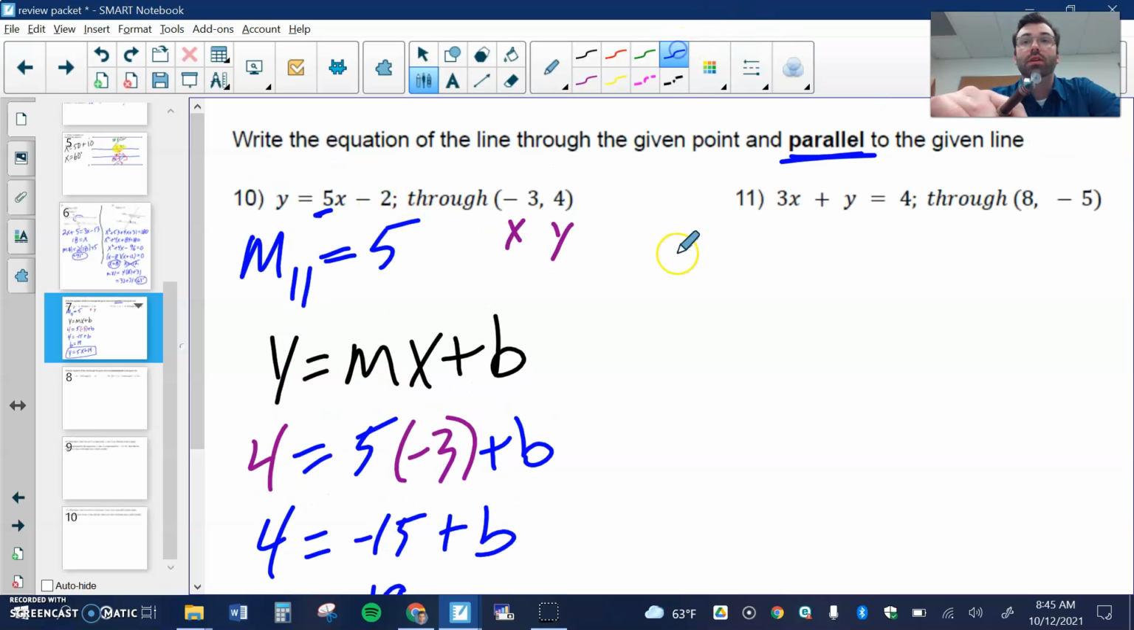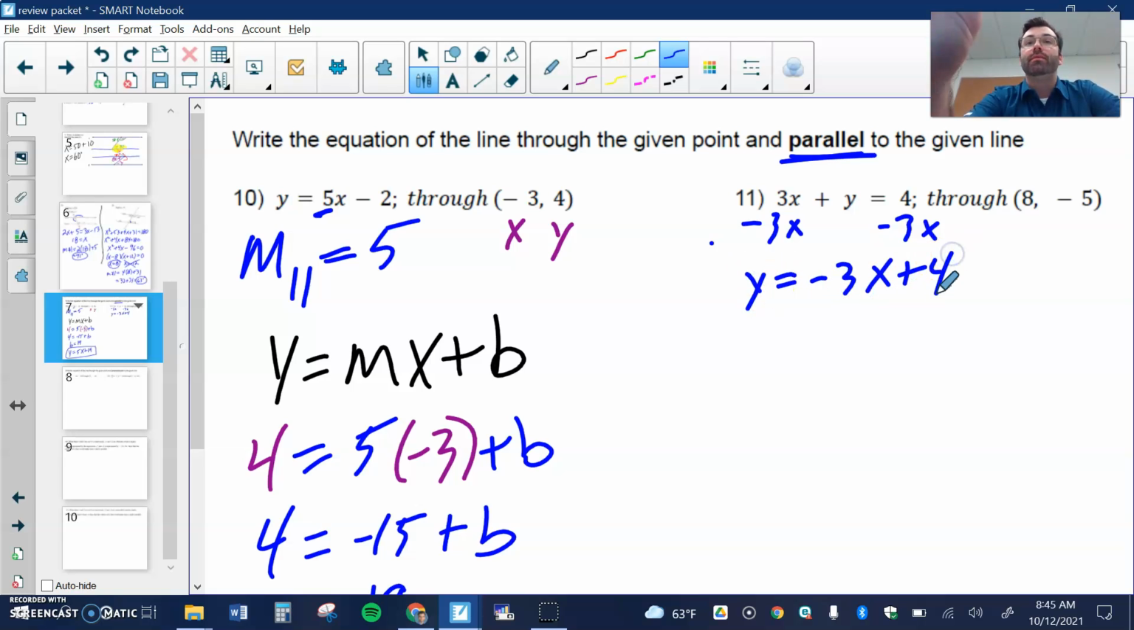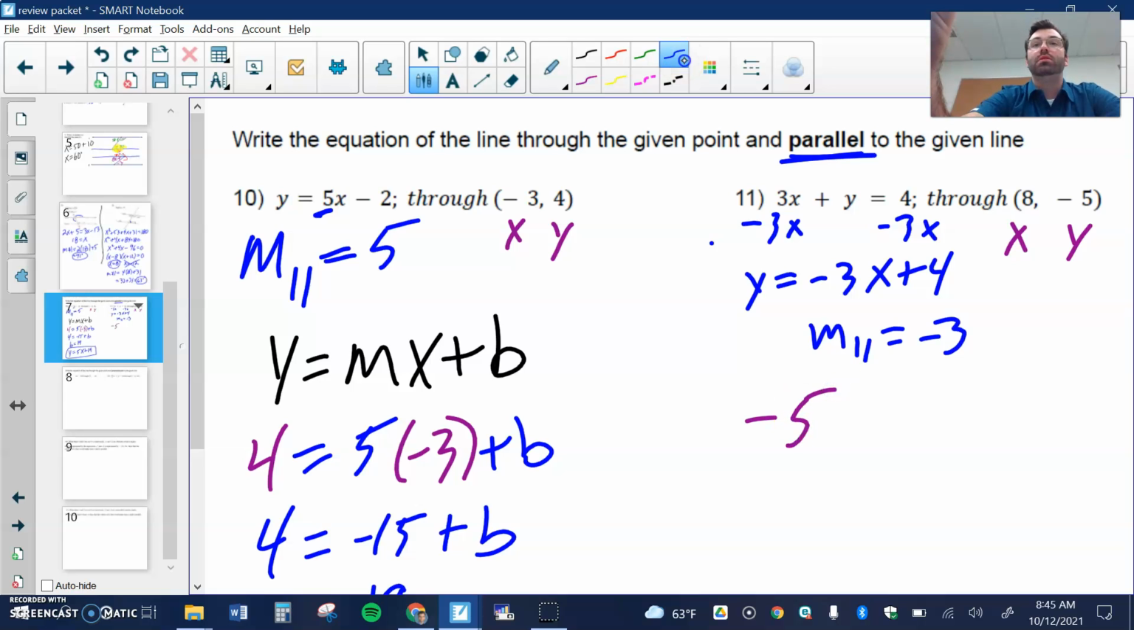Okay? If I look at this line, 3x plus y equals 4, I recognize that it's not in y equals mx plus b form, so I got to subtract the 3x to the other side to get y equals negative 3x plus 4. Now I can see that my parallel slope is actually negative 3. And I'm going to do the same work where this is x, this is y, and solve for b.